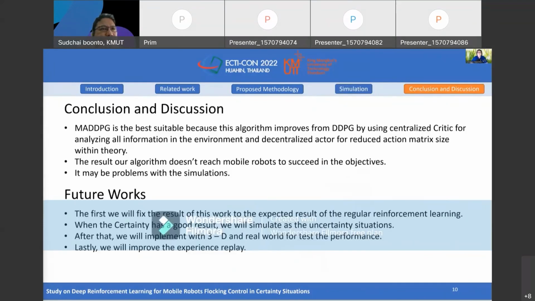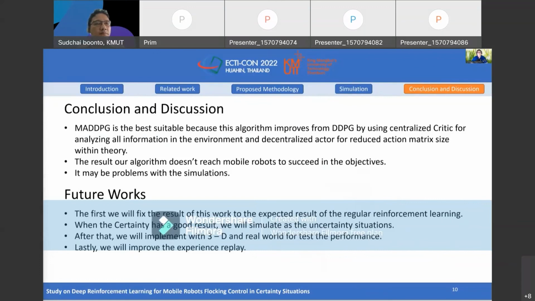Conclusion and discussions. MADDPG is more suitable because this algorithm improves on DDPG by using a centralized critic for the analysis of all information in the environment and a decentralized actor to reduce the action matrix size within its theories. The result of our algorithm doesn't get the robot to succeed on the objective. It may be a problem with the simulations.